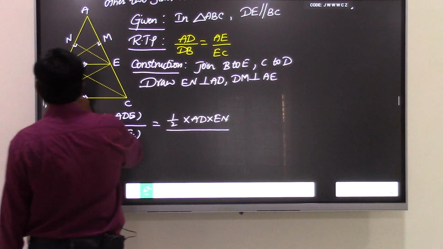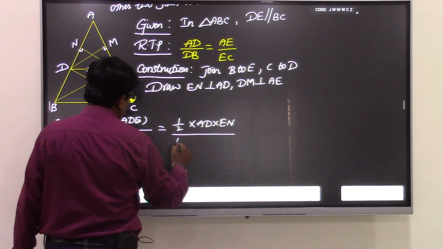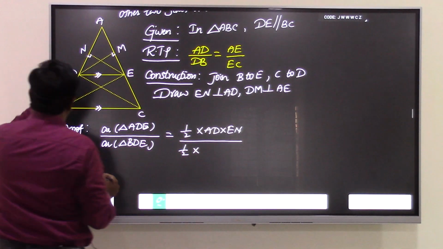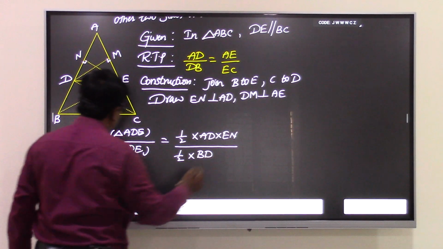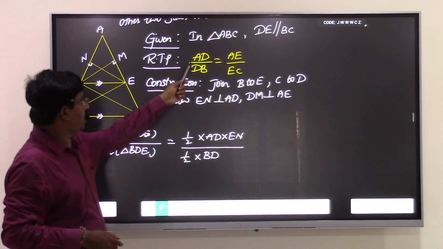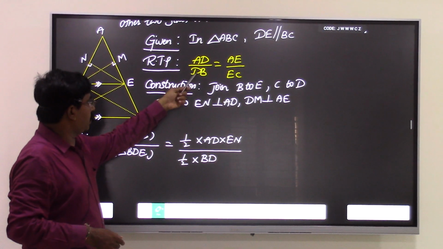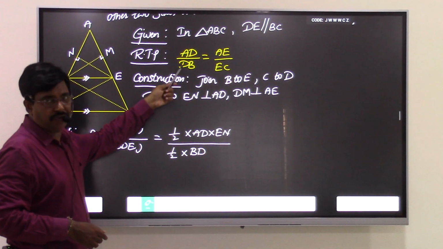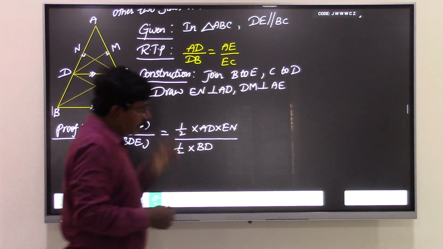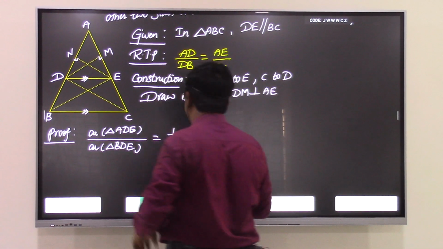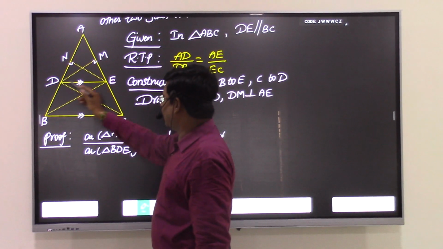Area of triangle BDE, half into, I am taking base as BD. Why are we taking BD as the base? Because here we have the side DB to prove. But what is the height here? What is the height of the triangle BDE?